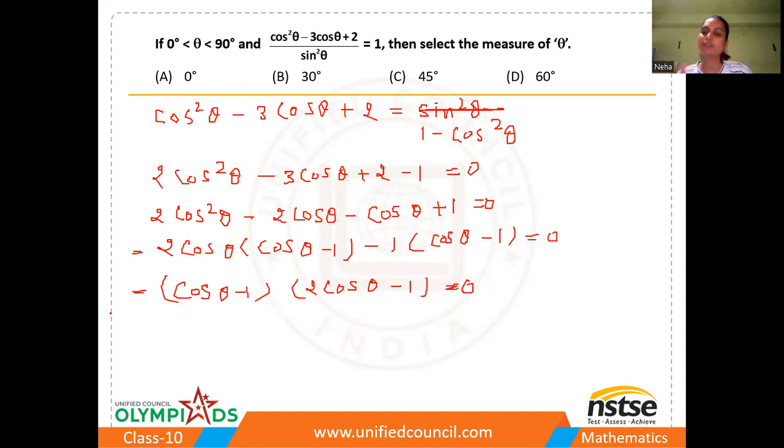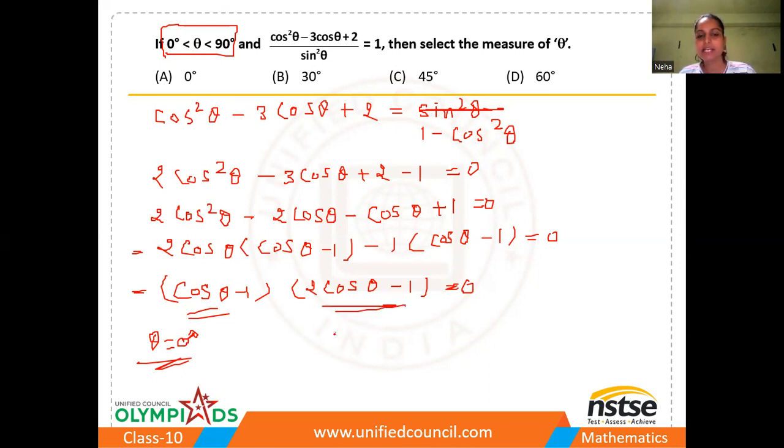Now I have the two factors, I can make each equal to 0. The first one is cos theta minus 1 equals 0. That means cos theta is equal to 1. So where is the value of cos theta equal to 1? It is at 0 degree. That means here the angle is equal to 0 degree, but the angle should be between 0 and 90 degree. It cannot be equal to 0 or 90. It should be between 0 and 90, so I can't take this. This we have to reject.